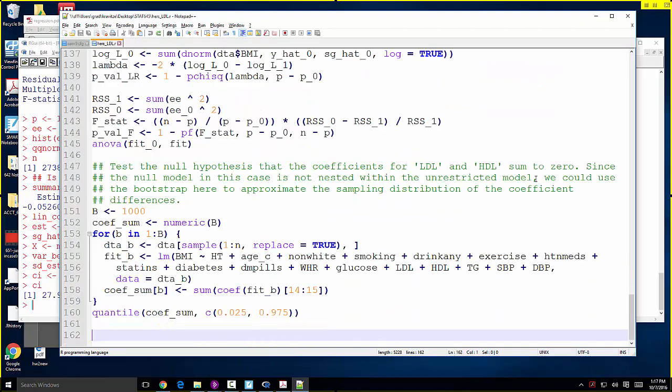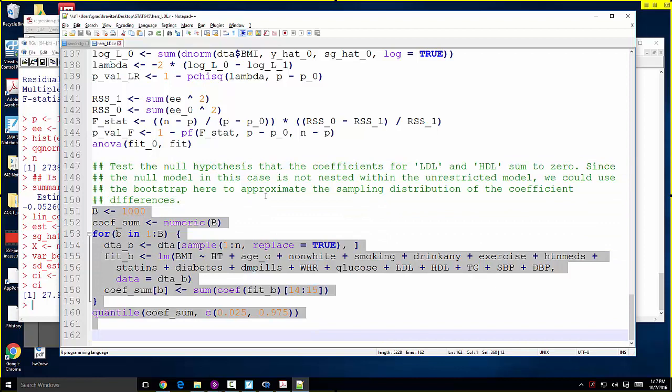And I also included some code for a slightly more complex question. Suppose we wanted to ask whether the coefficients for LDL and HDL sum to 0. That's a little different. And it does not fall within the purview of likelihood ratio test and F test because it's not a nested model. So I have an example of using Bootstrap. Monday I'll show you Bootstrap for regression. It's the same idea as what we've done before, sample with replacement, but we have to sample the whole individual with replacement.